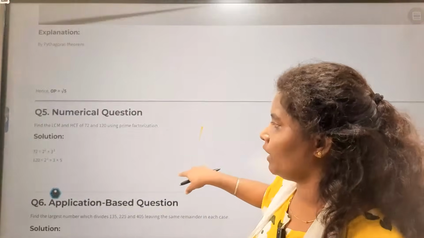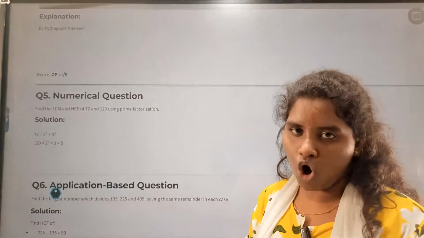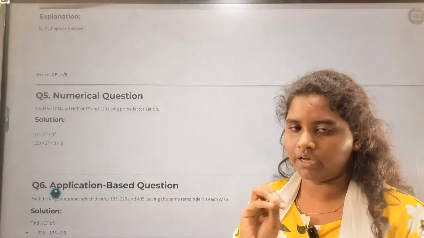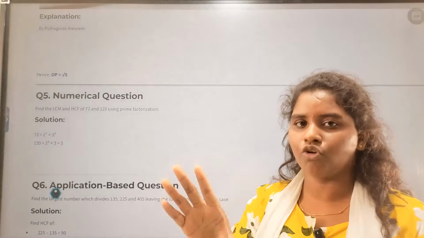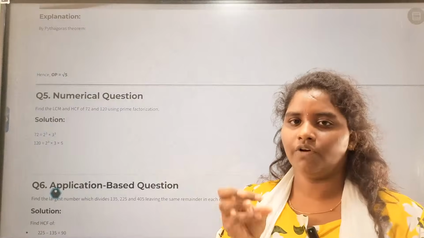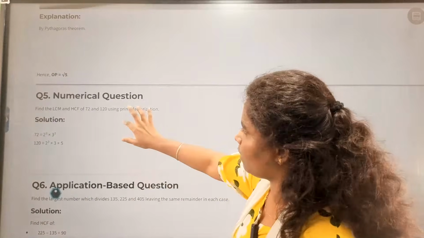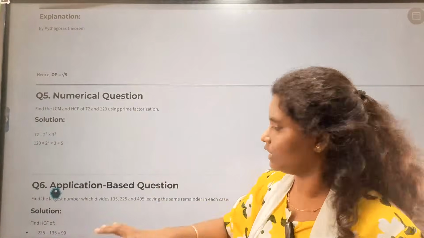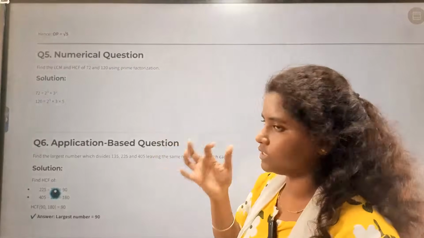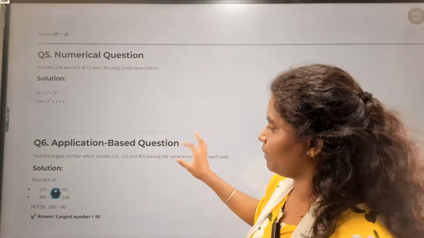Then numerical question. So it's a normal question, a numerical question, with the given values and just a direct question: find HCF or find LCM, by using prime factorization. Then the last, the sixth type, is the application based question.